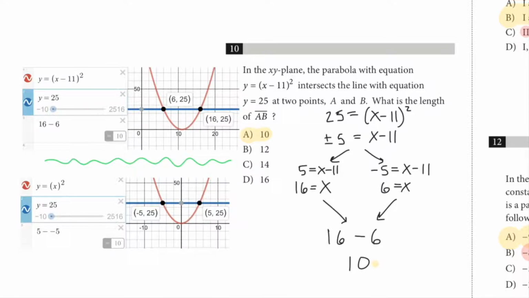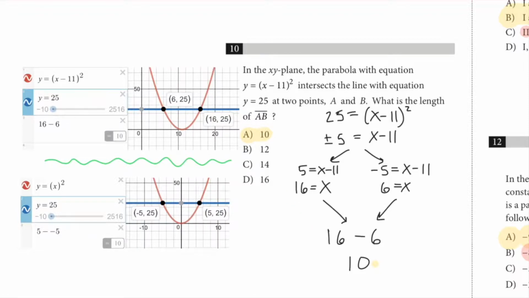So what I did, I mean, you've got y equals this and y equals this. I just set them equal to each other. If that's true, then we'll get two different x values. 25 equals (x minus 11) squared. When you take the square root of both sides, don't forget to say plus or minus. So here's the positive version, it's plus 5 over here. Here's the negative version, negative 5. And when you solve, you get x could equal 16 or 6. And you can see on the graph, the points are (6, 25) and (16, 25). 16 minus 6 is 10, and that's the right answer.